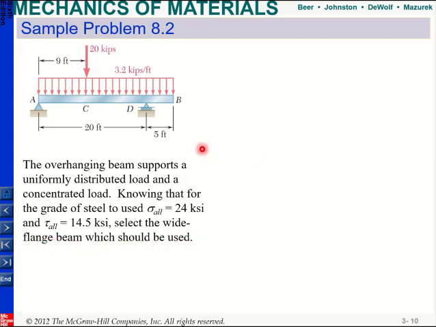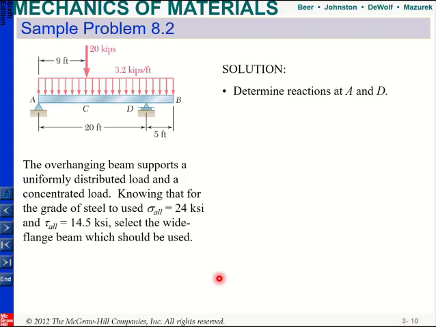In this type of question, what we need to do is first draw our shear and moment diagrams, because I don't know which point to look at. In the previous question, they told us to look at this section. But in this beam, I don't know which section I should look at. This is why first I need to draw my shear and moment diagrams.